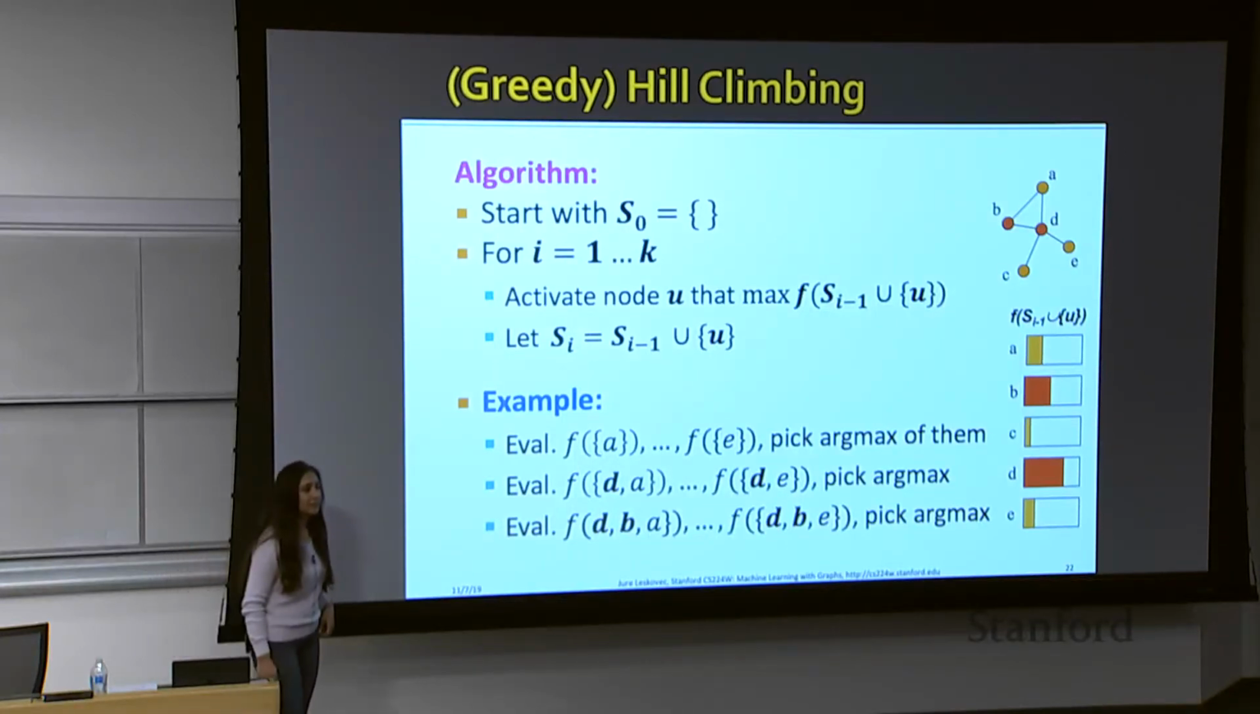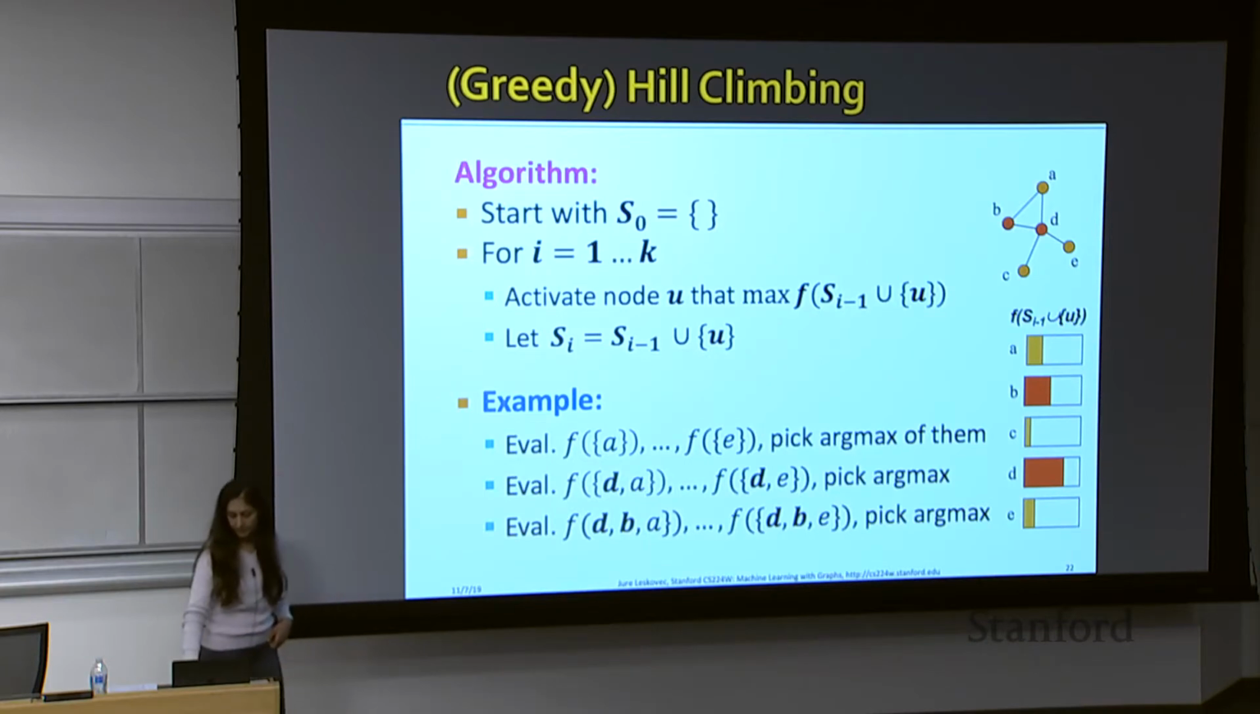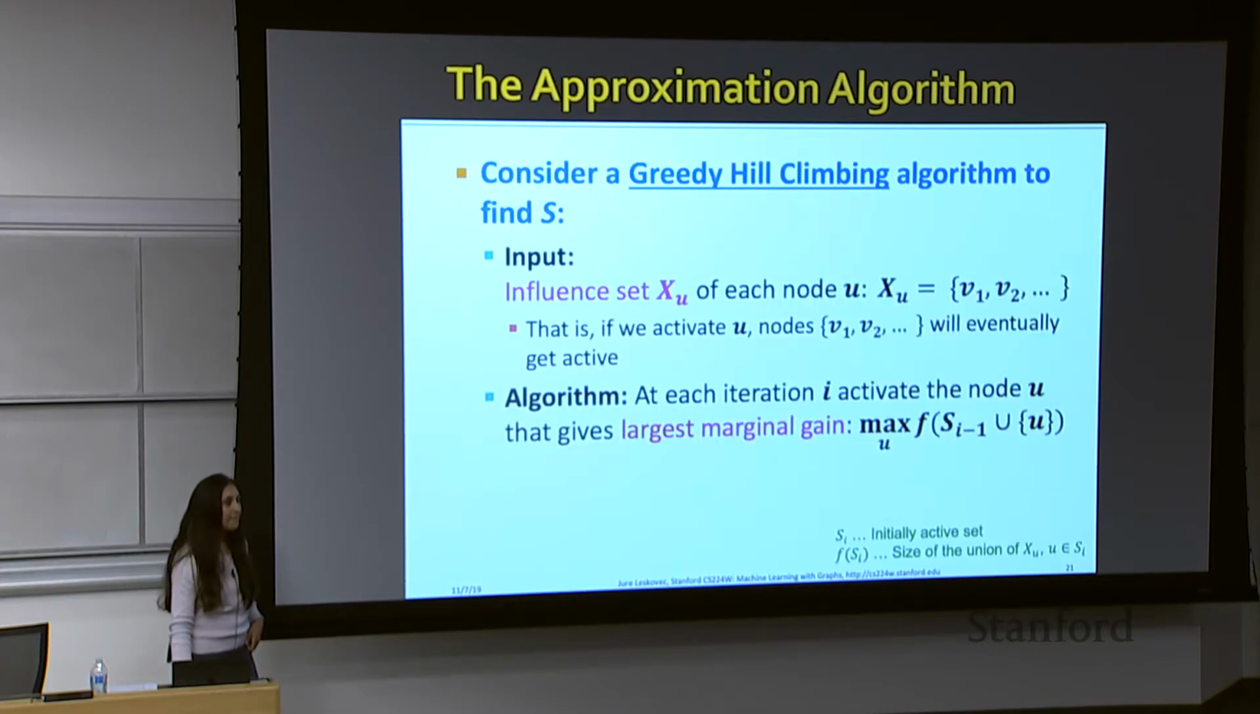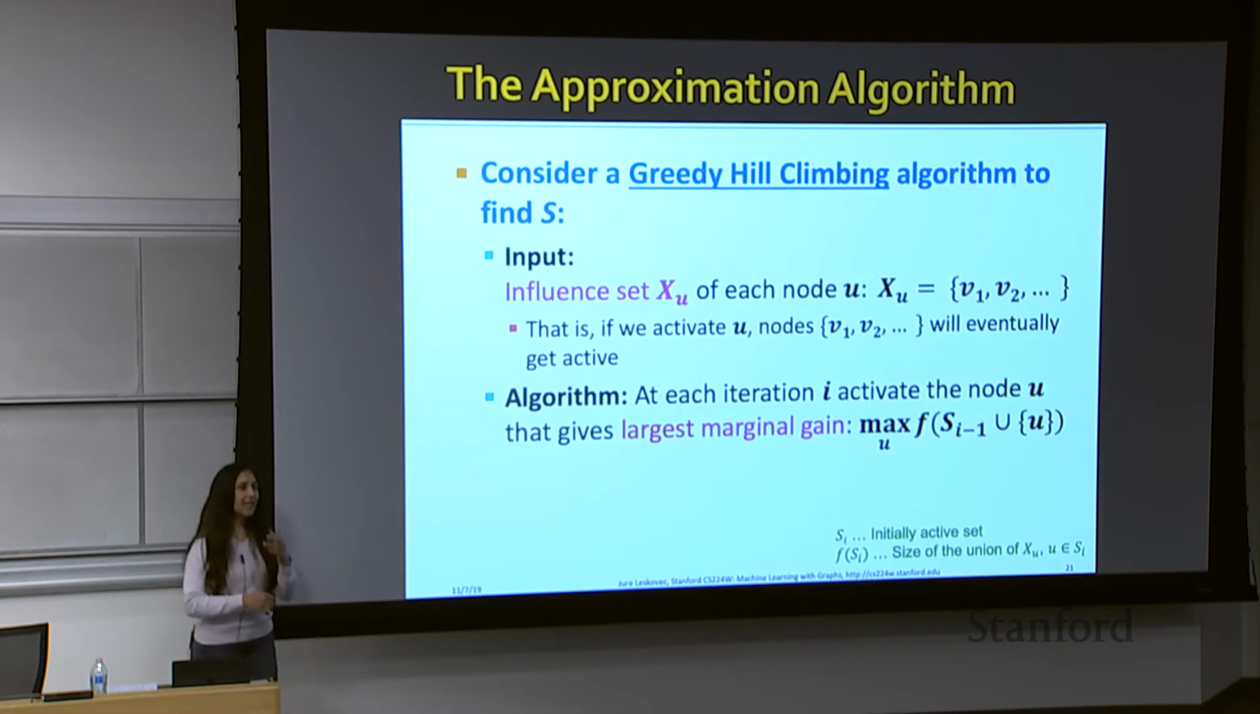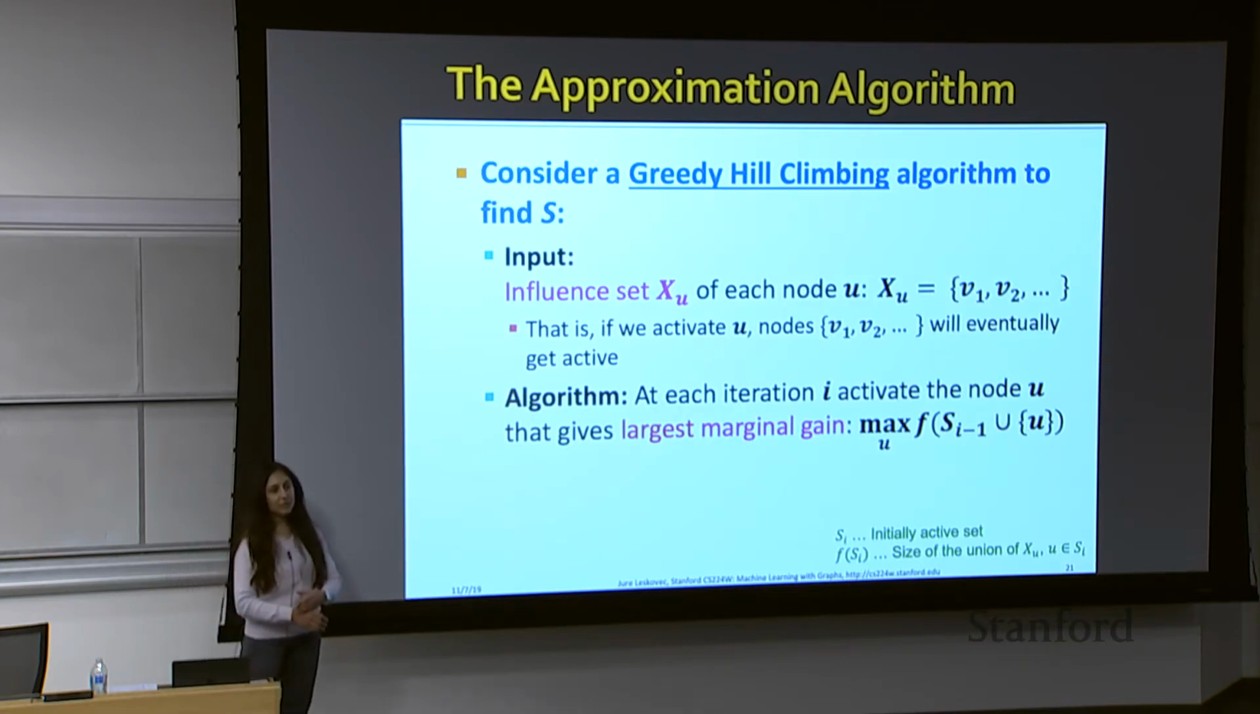Yes? Can you go back to the previous slide real quick? So you're saying for each node U, you have the set of people that it can influence, right? Is this like a pre-processing step where you? We are going to talk about it, yes. Okay. Like assuming you have that, you can run greedy and find your subset. But how to find that, we are going to talk about.